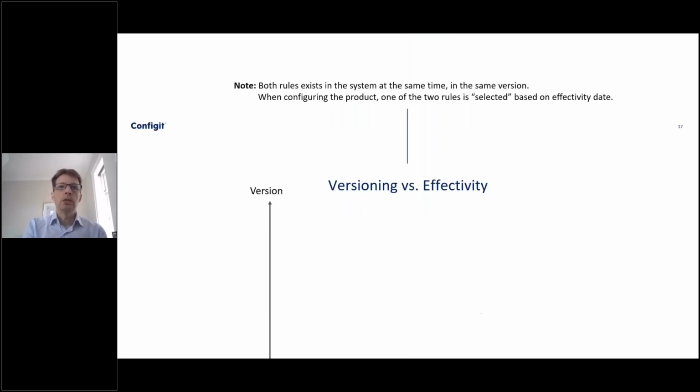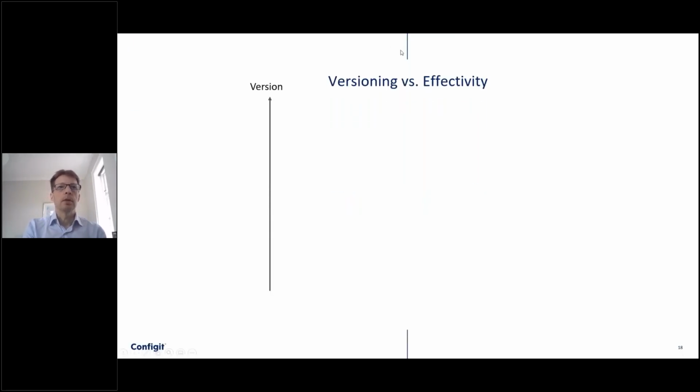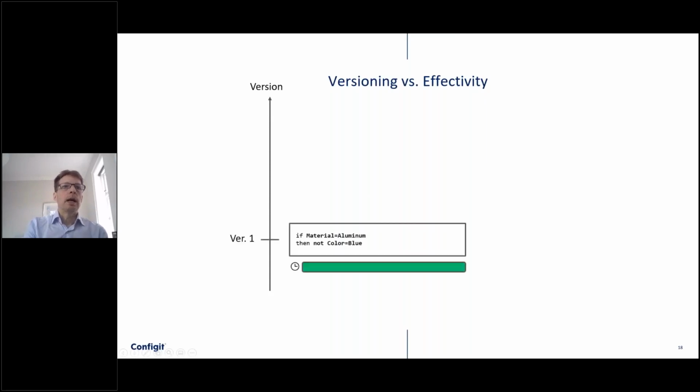So let me try to illustrate this also with a little example. So you can imagine that we have a rule. Again, it's not important what the rule is. It has a certain content and it has a certain effectivity. So the bar here at the bottom is illustrating the time effectivity of this piece of data. And this rule is in a certain version. Now, if we change something, we'll get a new version.